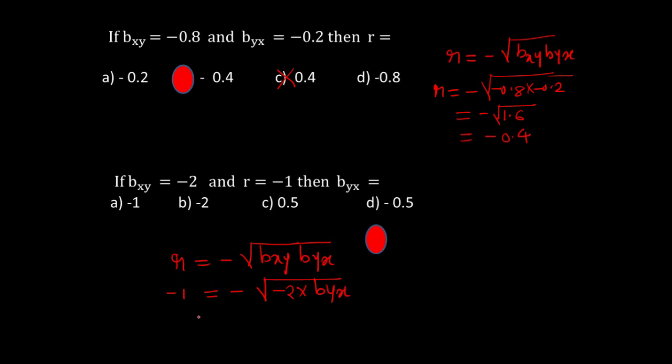Simplify this. Remember, sometimes after calculation you may find that the answer is coming out to be positive, but it won't be the case. You have to assign the negative sign, right? So if you simplify this, I will have the final answer over here as minus 0.5.